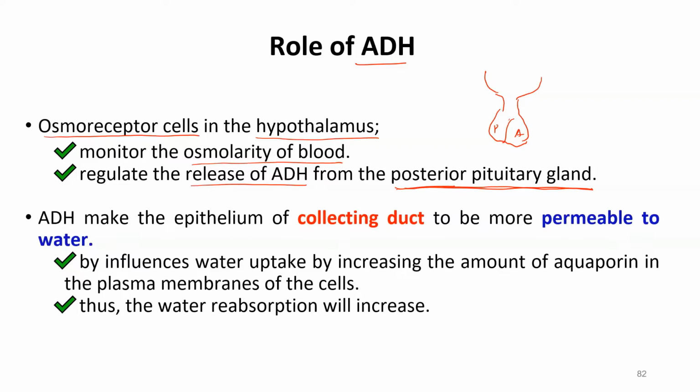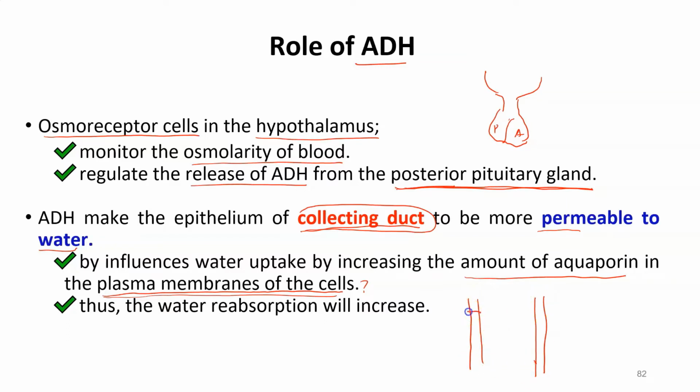Alright, so ADH makes the epithelium of the collecting ducts to be more permeable to water by influences water uptake by increasing the amount of aquaporin in the plasma membranes of the cells. Plasma membrane of the cells of what? Of the collecting ducts. So you have the collecting ducts, you have the cell of the collecting ducts. Okay, we call it as the transport epithelium, like we have looked at before. And then this is the lumen of the collecting ducts.